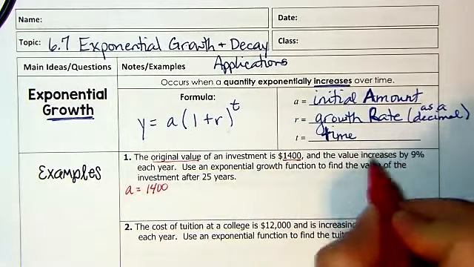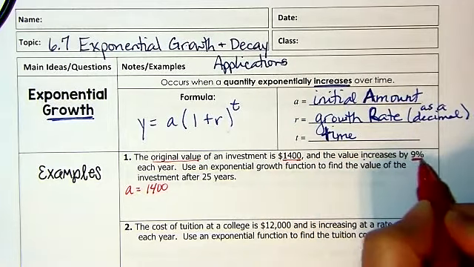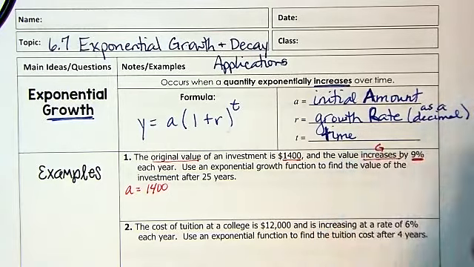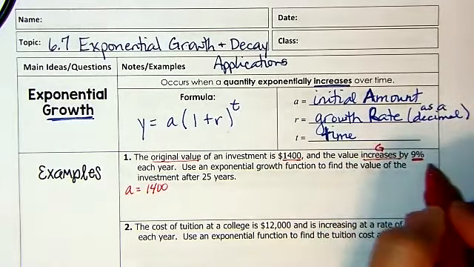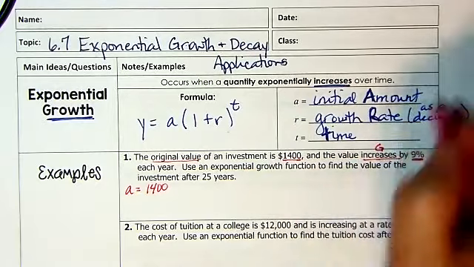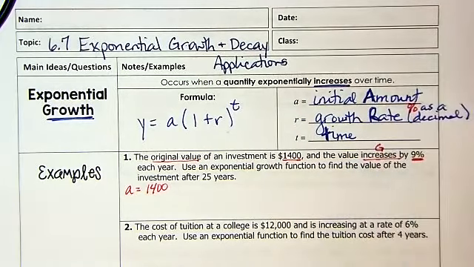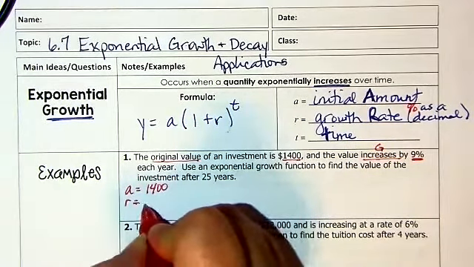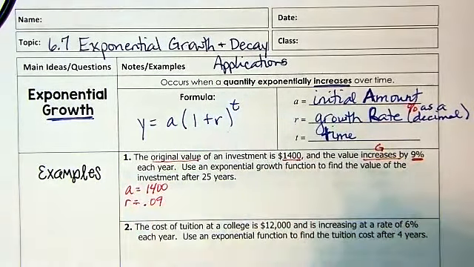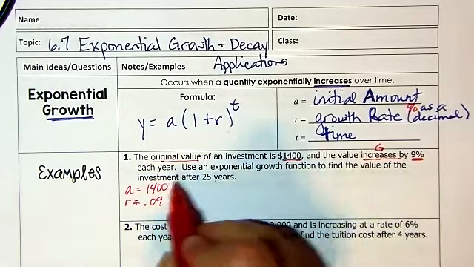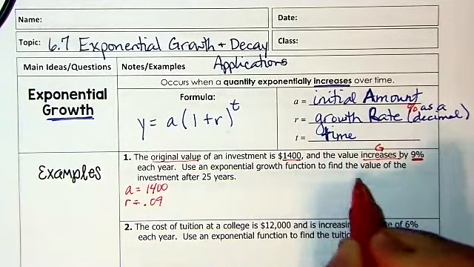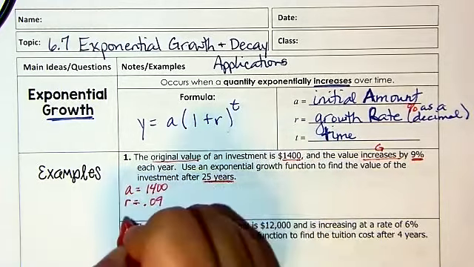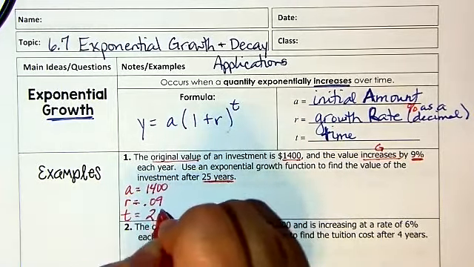Okay, and the value increases by 9%. So increases, that tells me this is a growth. And there's my rate because it's a percent. Oh yes, this is a percent as a decimal. So my R is going to be 0.09 because you have to move the decimal twice. And then it says each year, use the exponential growth function to find the value of the investment after 25 years. So my T is 25.